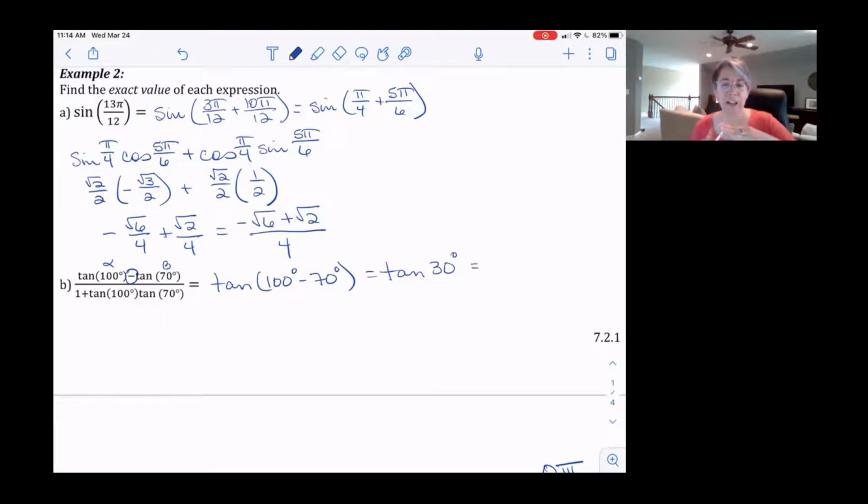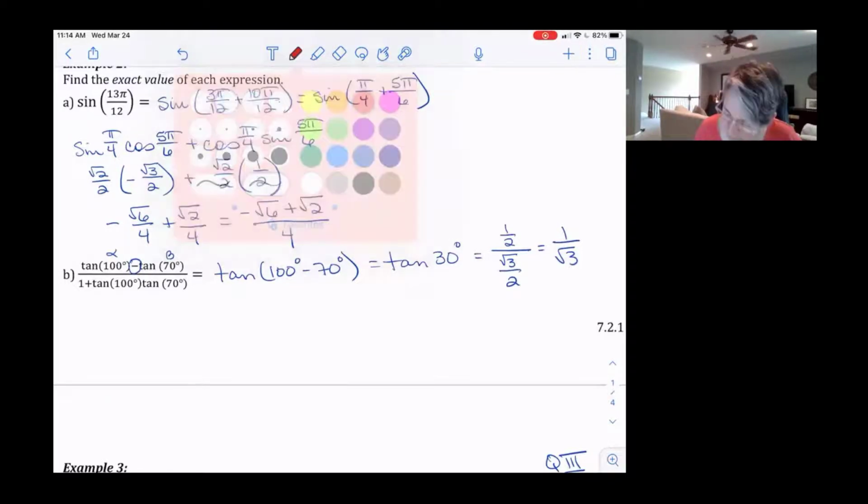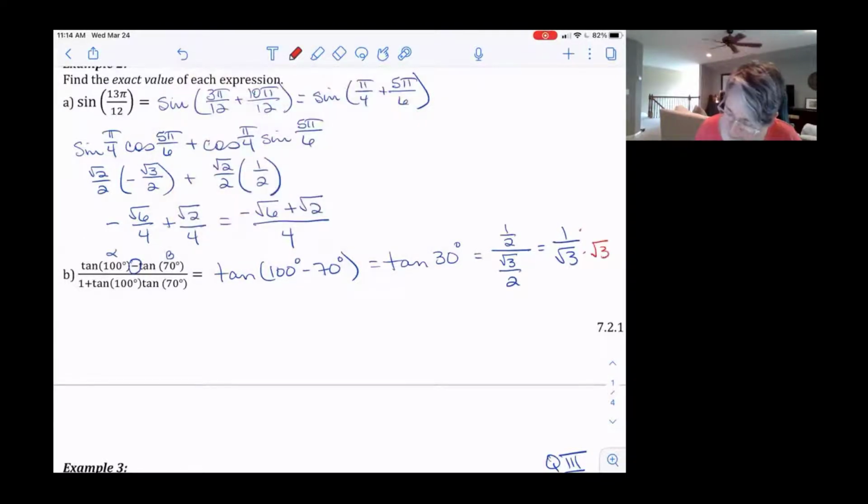So the sine value of 30 degrees is 1/2. Cosine value of 30 degrees is radical 3 over 2. The 2's reduce. We get 1 over the square root of 3. And generally, we do like to rationalize the denominator. So if we multiply top and bottom by the square root of 3, we will get square root of 3 over 3 as our result.